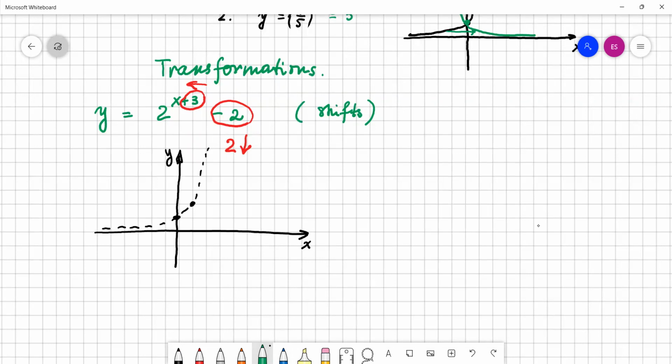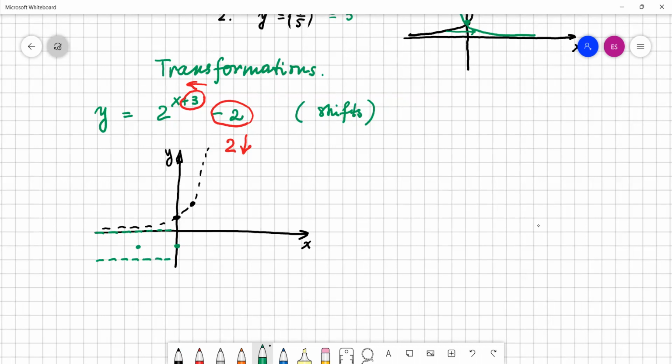I'm going to watch this point. So I'm going to move this point 2 units down and 3 units to the left. Now, what is going to happen to the horizontal asymptote? The asymptote will go just down. If you move the asymptote to the left, it's still going to stay the same asymptote because you're not shifting it in the vertical direction. The vertical direction is just 2 units down. 2 units down is going to give me something like this.